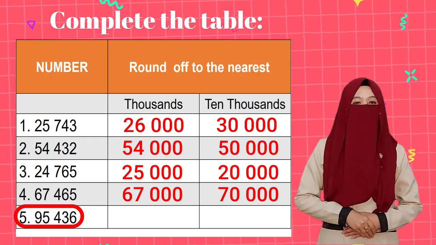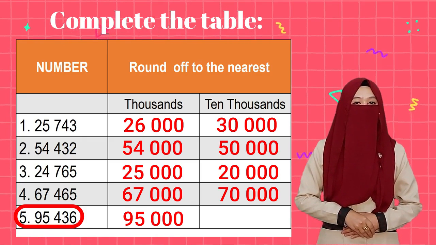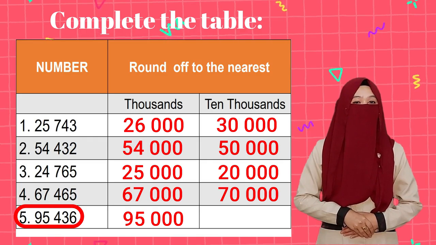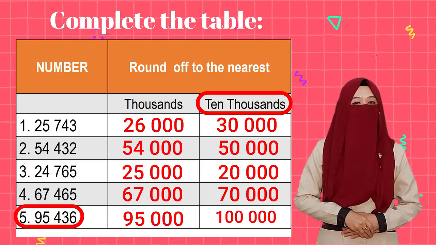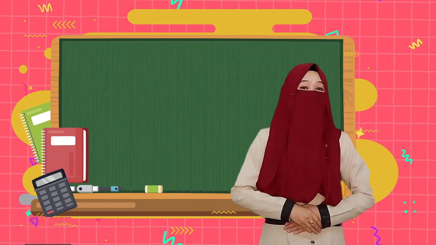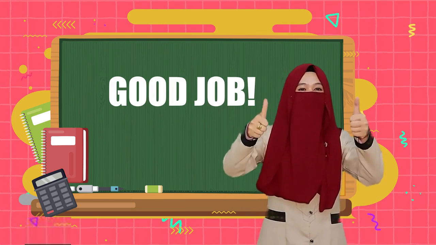Number 5. Rounded off to the nearest thousands is 95,000. And rounded off to the nearest 10,000s is 100,000. Now, if you have a perfect score, good job!